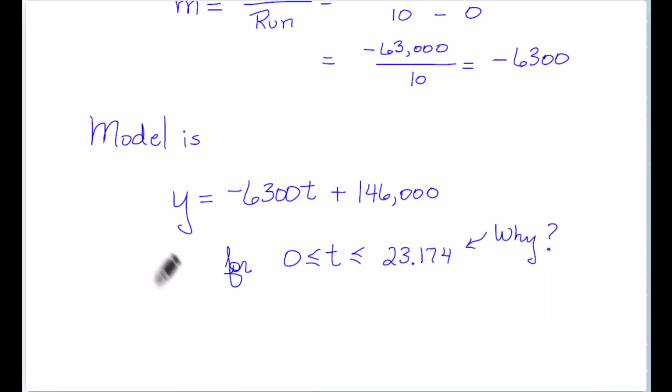And again, how did I get that? Well, I simply set y to 0. And then I solved for 0 equals minus 6,300 t plus 146,000. And that's where that particular value of t came from.